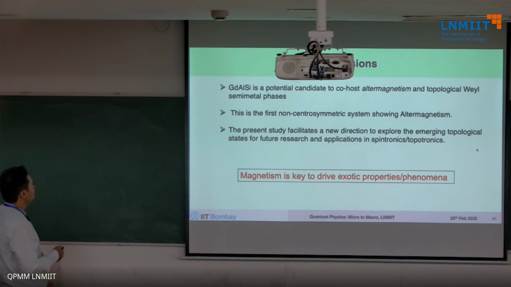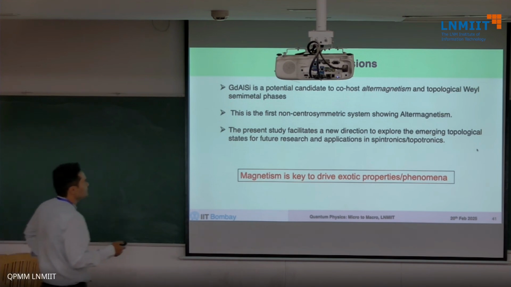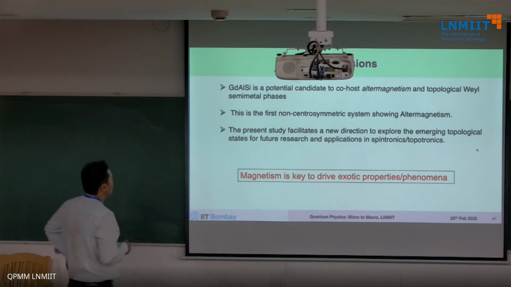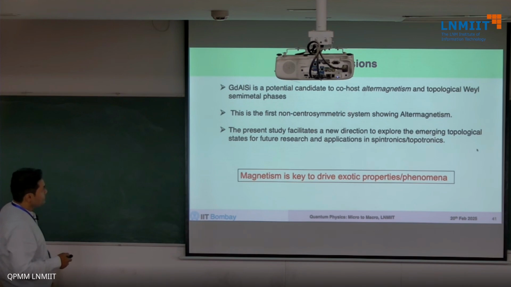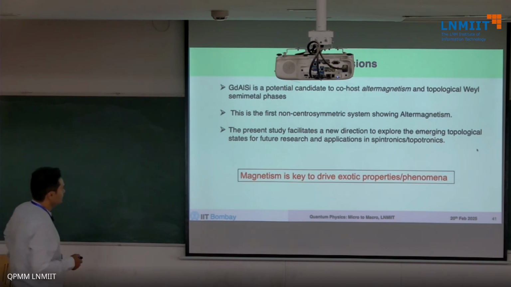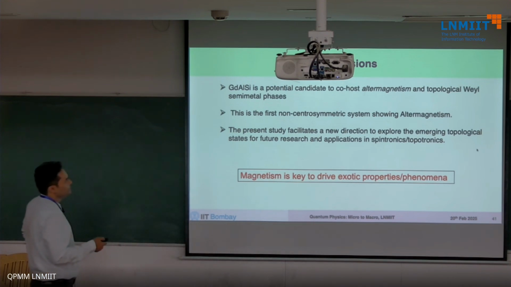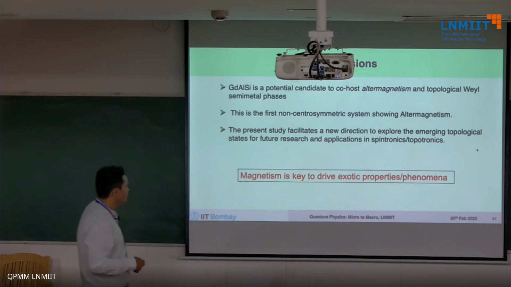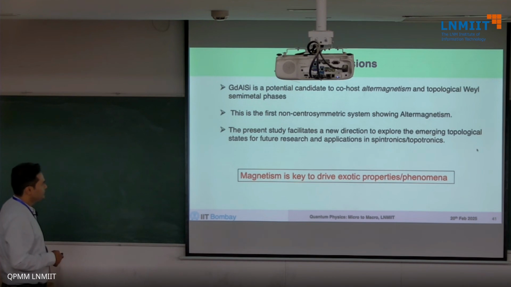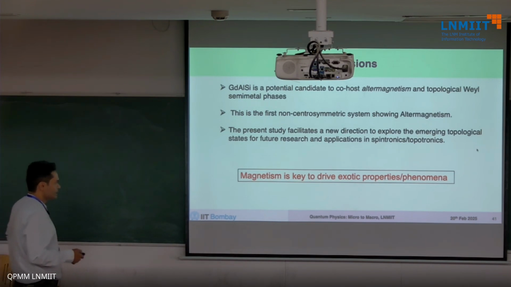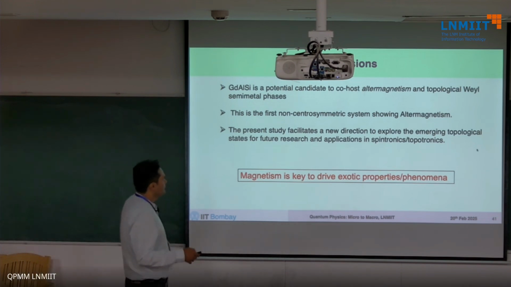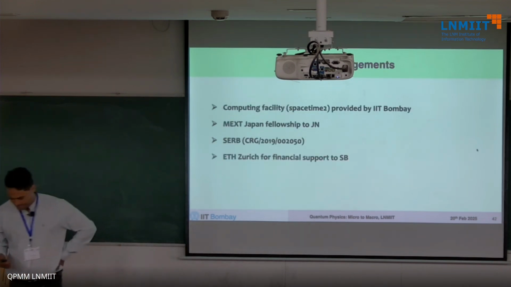The bottom line is this particular compound that we found co-hosts altermagnetism and topological Weyl physics. This is the first non-centrosymmetric system, which I forgot to mention. So far, whatever systems people have studied in this line are mostly centrosymmetric. The present study facilitates a new direction to explore the emerging topological features. At the end, I really emphasize that magnetism is a key to drive exotic properties and phenomena. Thank you.